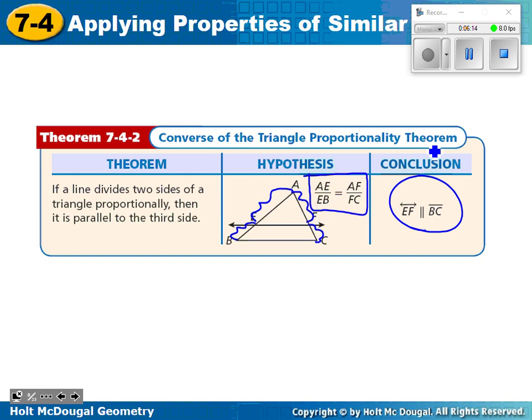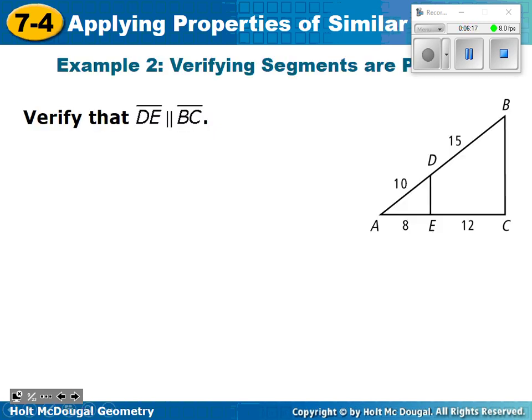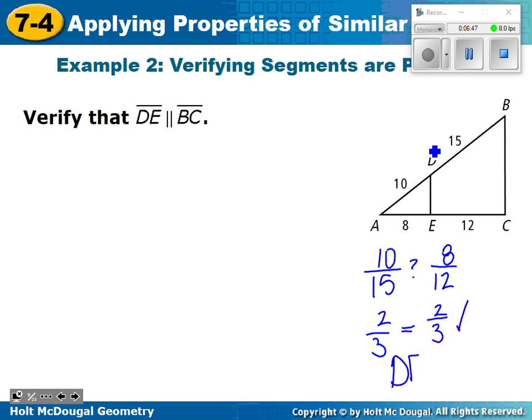Are these equal? So for example, this one says verify that the sides are parallel, that DE is parallel to BC. So again, pick one side. What would we write down as our fraction? We're checking to see, is 10 over 15 the same as 8 over 12? And then you'll reduce and you'll show your work. So what's 10 over 15? 2/3. What's 8 over 12? 4 goes into both, 2/3. Good. And so those are equal. So therefore you can say that DE is parallel to BC.